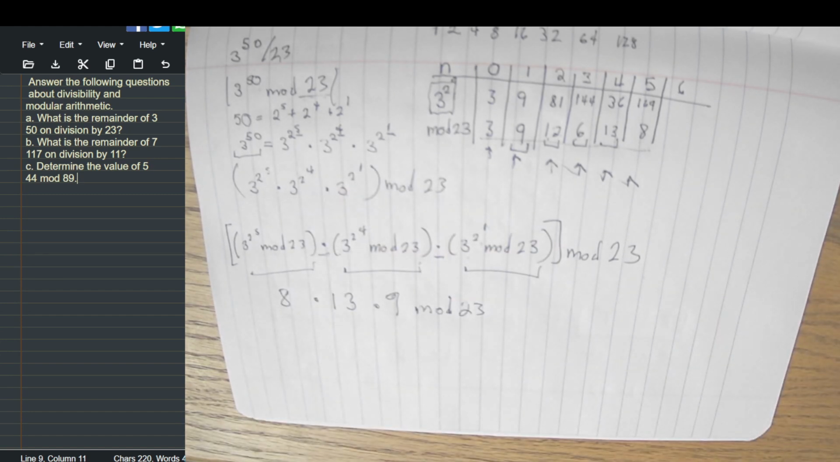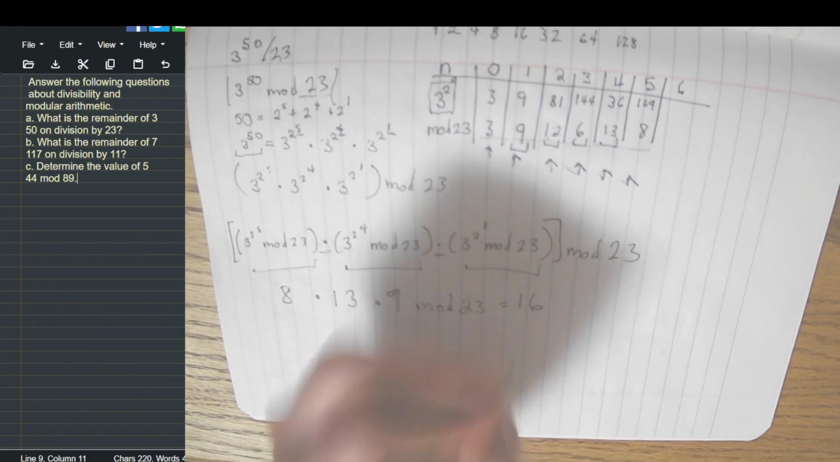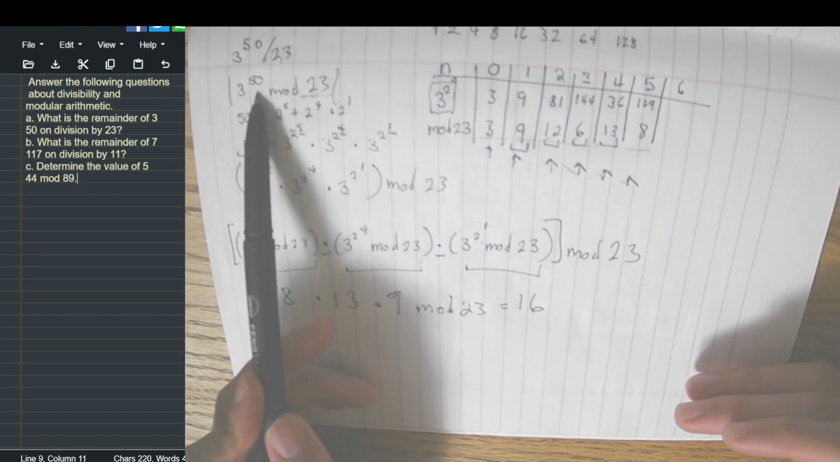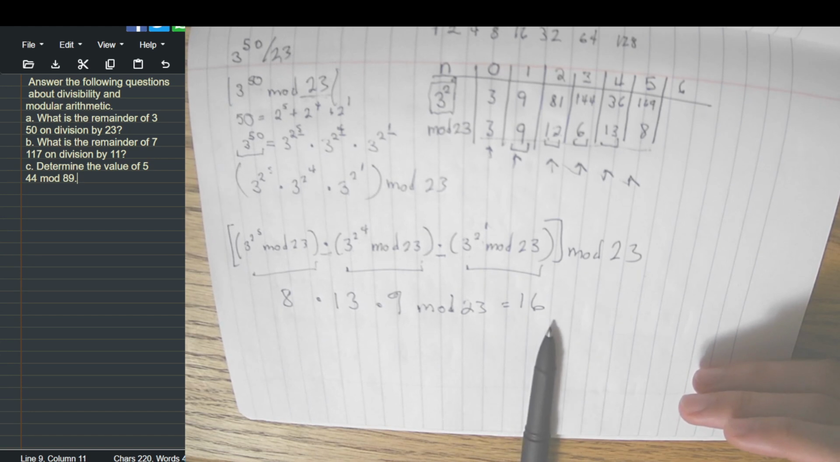8 times 9 is 72, times 13 is 936. And if I take 936 mod 23, I get 16. So through this process, we can find that 3 to the power of 50 mod 23 is equal to 16.